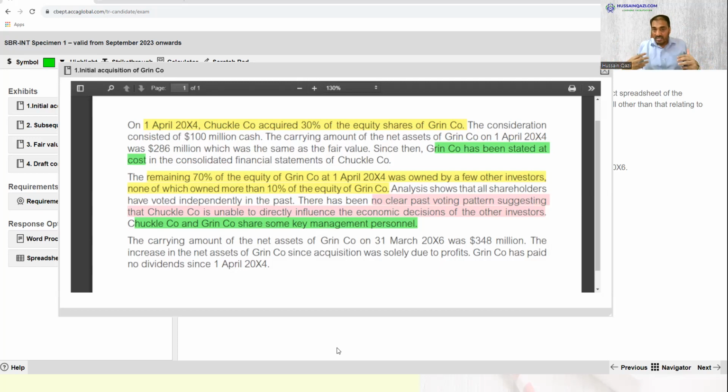Here, the wording reflects that Chuckle is not able to influence the economic decision making, but is just able to participate in the decision making. So this point also reflects that there is no control.